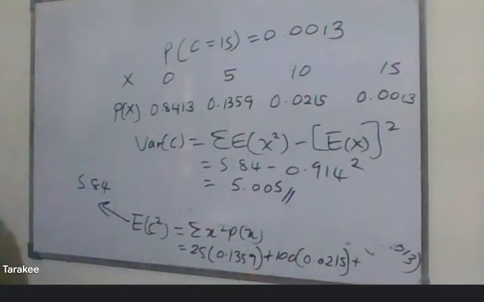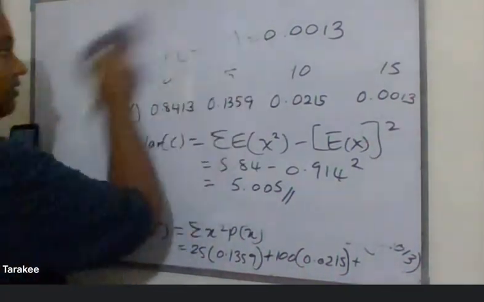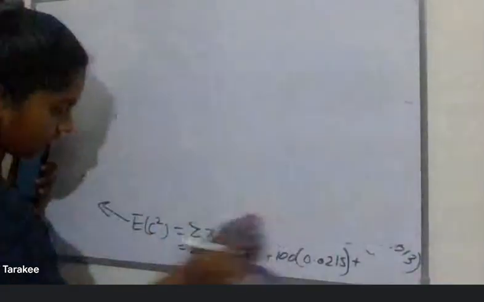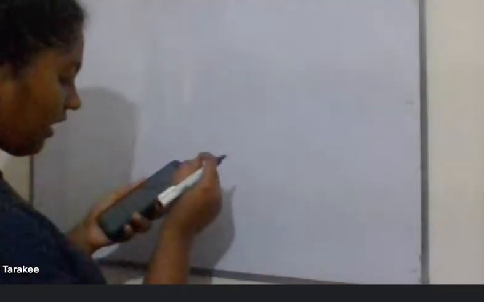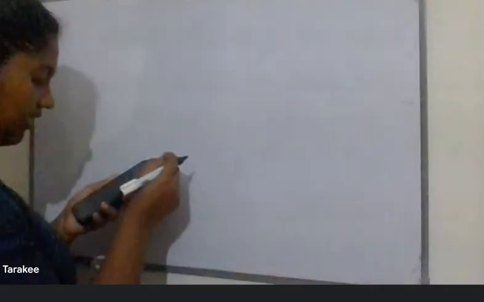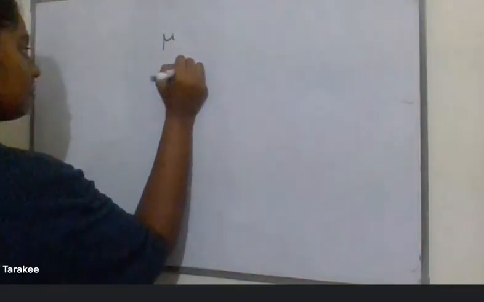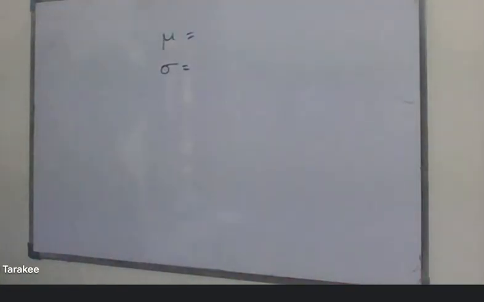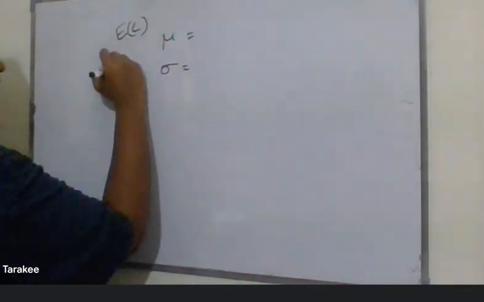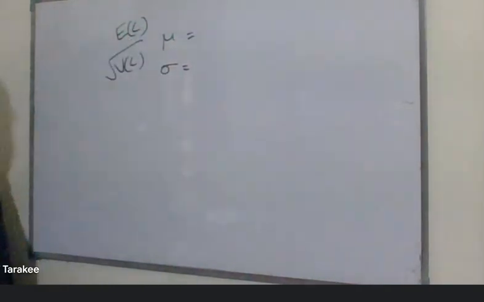Last part for that question. Assume that 100,000 passengers independently fly with this airline in a year. Write down the mean and variance of CT. Okay, so the previous mean and variance were the values we calculated, E(C) and Var(C). What did you get? E(C) was 0.914.